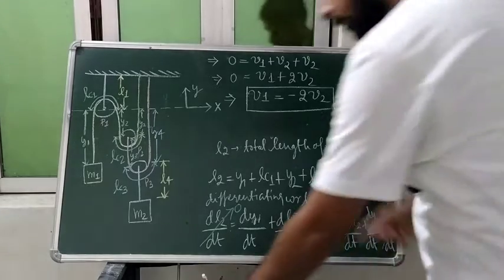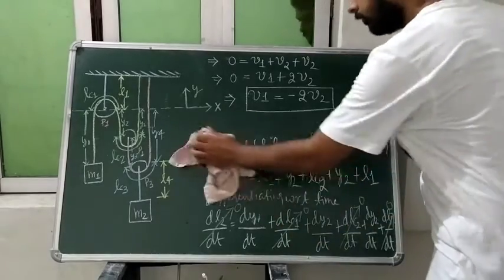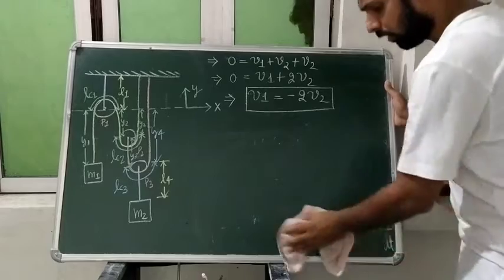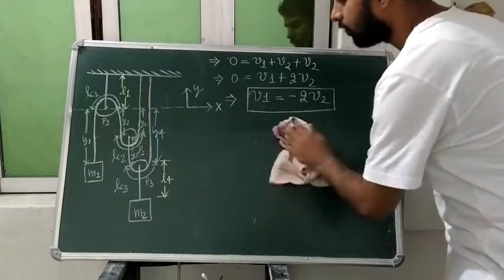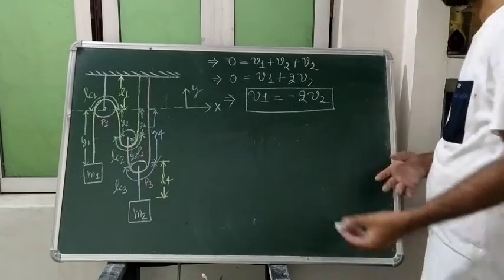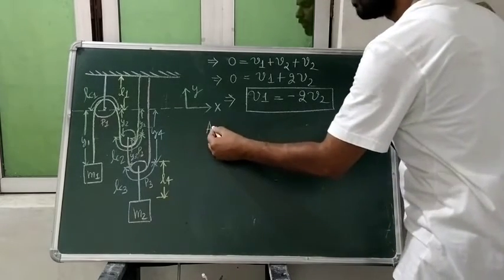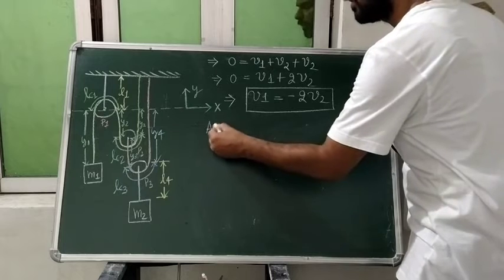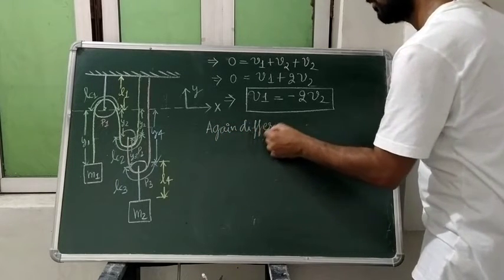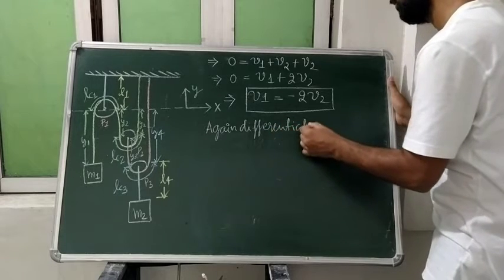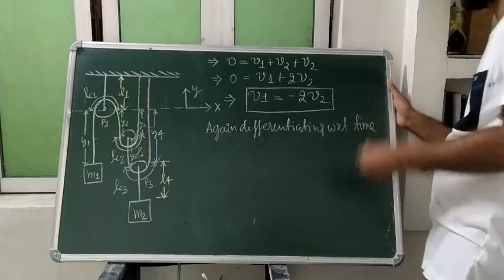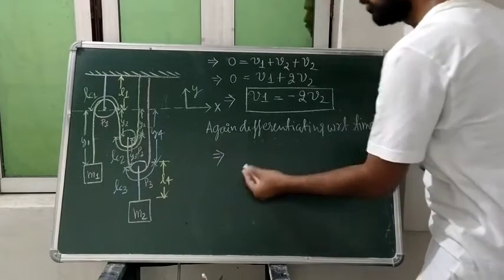So now I am going to rub this downside, and we have come to know the relation between v1 and v2. And next, what can we say? That again, differentiating with respect to time.